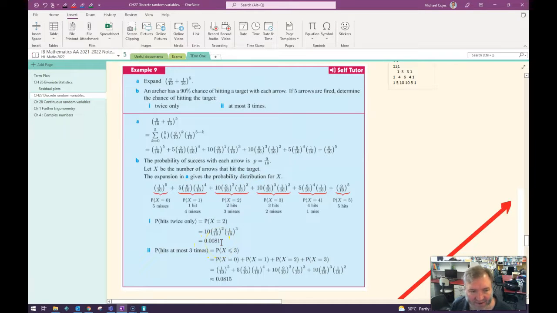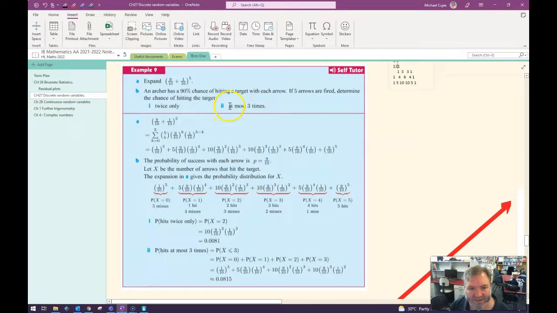So the chance of someone who's got a 90% chance of hitting a target, the chance that they only hit the target twice in 5 shots is very small indeed, 0.0081. The 10, that's the number of different orders in which they could have hit or missed the target. They could have hit the first 2, missed the next 3, could have gone hit, miss, etc. All the way down to miss, miss, miss, hit, hit. How many combinations are there? There are 10. That's what that 10 is telling us.